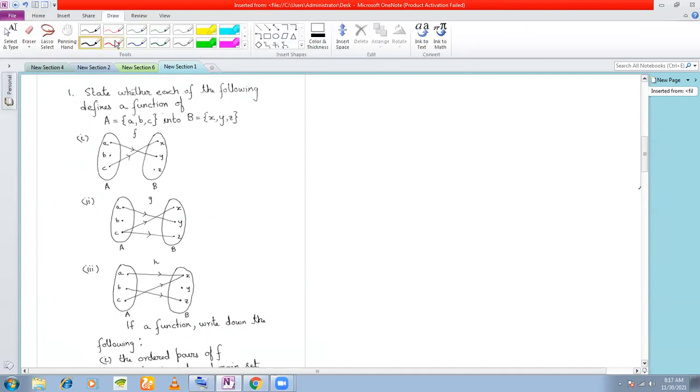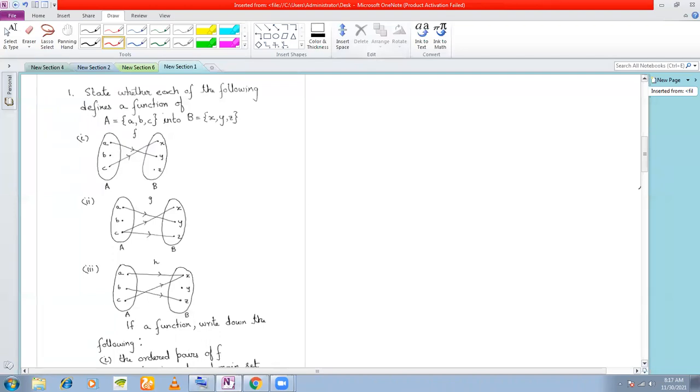So if you see here, the given sets are A and B. Now, is it a function? The mapping from A to B. Now, functions are also called mappings, okay? Remember the word. Whether we call them functions or mappings, they are the same thing. So is this a function?